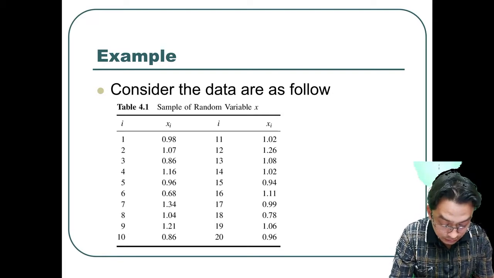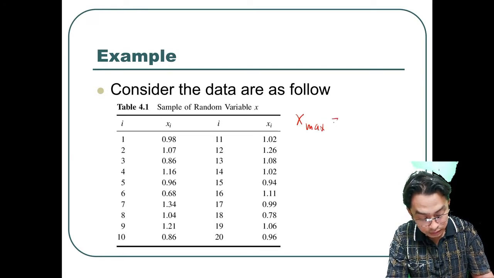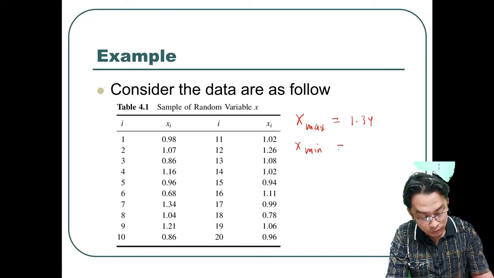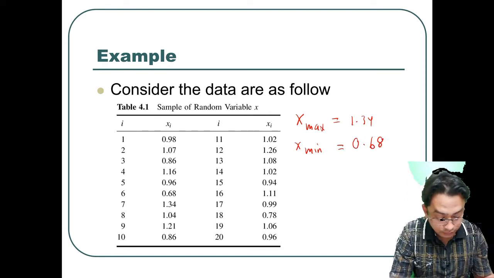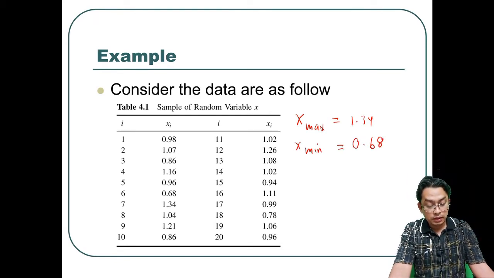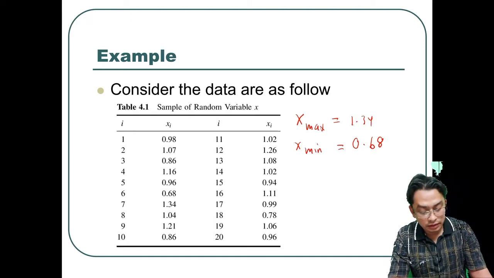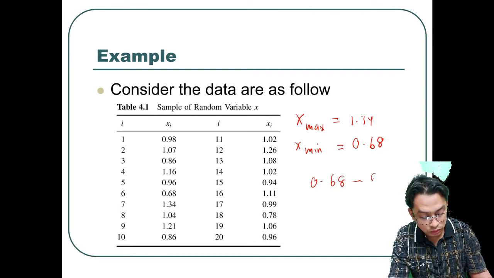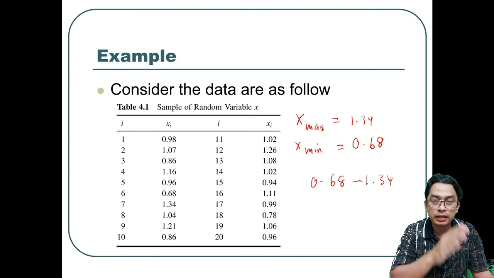From a rough look, I can say that the maximum X is about 1.34, I think. Correct me if I'm wrong. And for the X minimum, we have 0.68, I think. Again, correct me if I'm wrong. From this data, 100% of the data will appear in the range of 0.68 to 1.34.